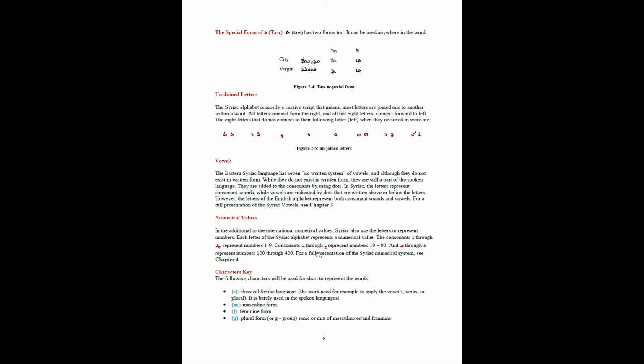In the book, we're going to have certain characters that represent, in short, something in this book. If you see something like the C, it means classical Syriac language. What exactly do we mean by classical Syriac language? In this book, we're going to study the spoken language, and the spoken language we're going to use is the most widely used among the Syriac people, which is called Deshten Ninwe.